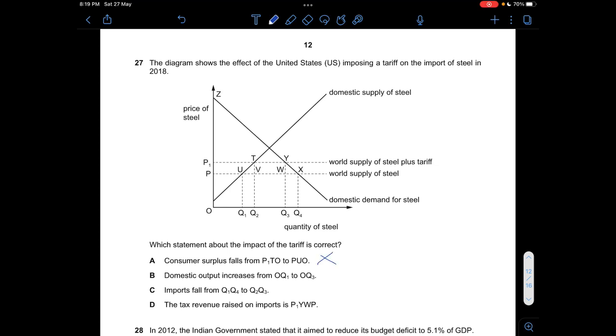B, it says domestic output increases from OQ1 to OQ3, which is not correct because OQ3 is the quantity demanded, so no. C, imports fall from Q1, Q4 to Q2, Q3, which is correct because from Q1 to Q4 would be your total imports because of this line. It says quantity supplied, the difference between the quantity supply for the domestic producers and also the domestic demand. The foreign producers will then cover up the amount that is missing from the domestic supply.